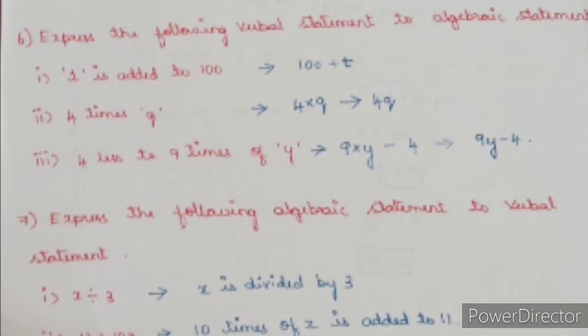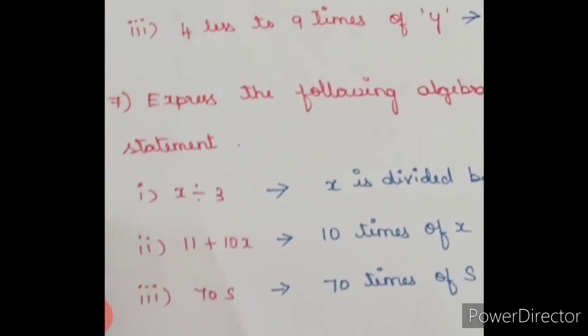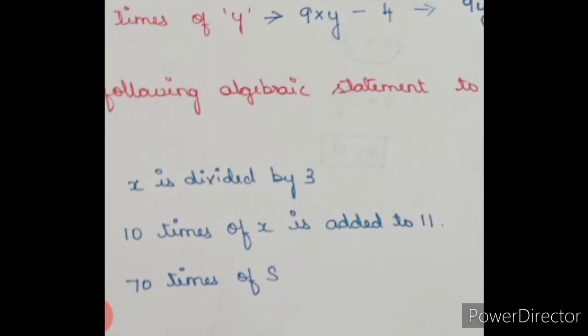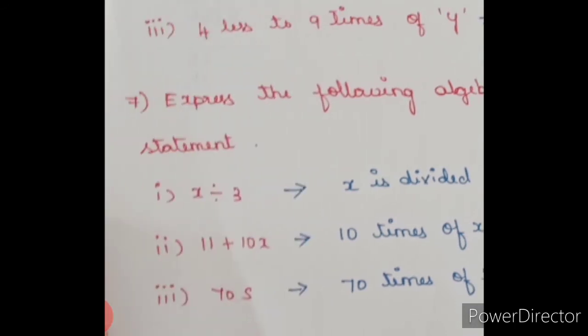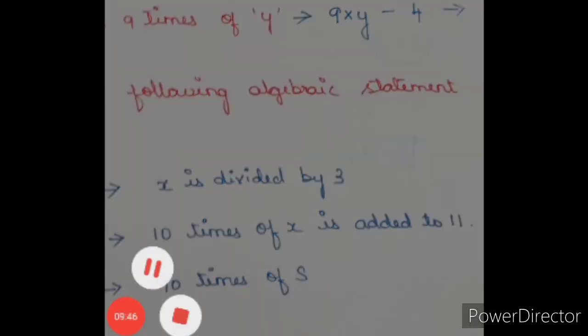The next question. Express the following algebraic statement to verbal statement. So vice versa of the same. It is given in algebraic statement. You have to convert it into verbal statement. X divided by 3. You have to write the same thing. X is divided by 3. 11 plus 10x. So 10 times of x is added to 11. 70 times of y. We'll go with the next question now.